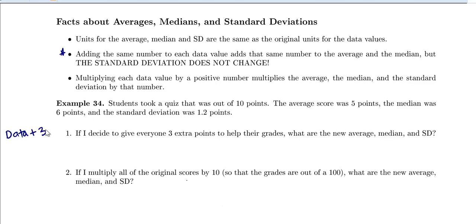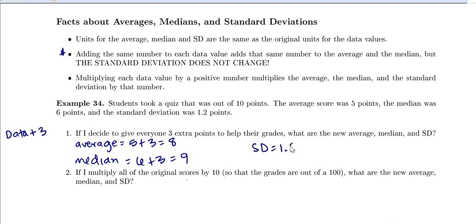So the average and median will each go up by 3. The average will be the old average plus 3, which is 8. The median will be the old median of 6 plus 3, which is 9. The SD, though, doesn't change. So it's still going to be 1.2.